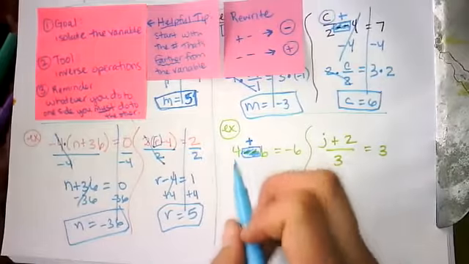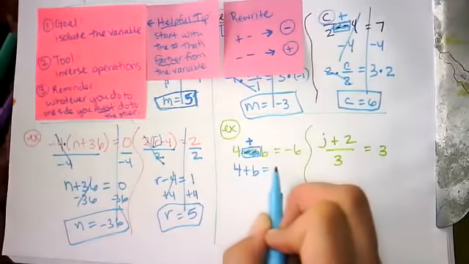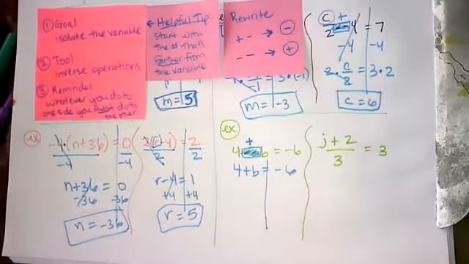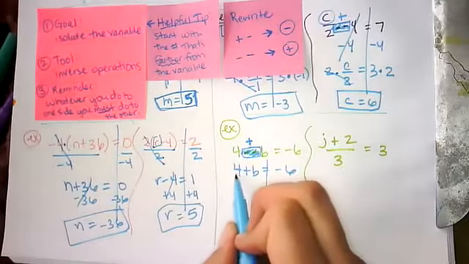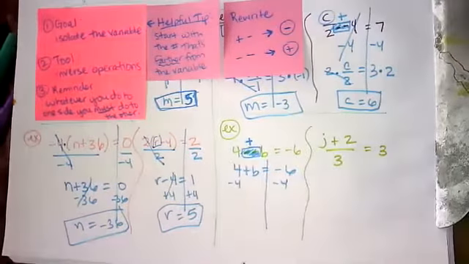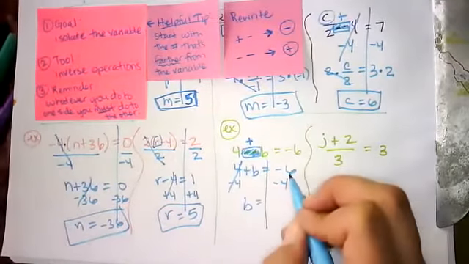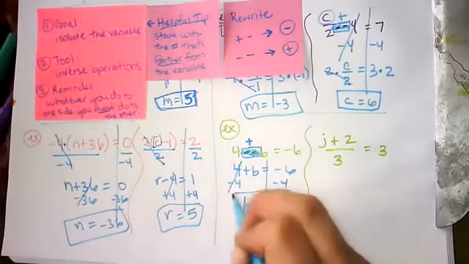So a lot of kids forget to rewrite. But if it's 4 plus b equals -6, and I put my wall up there, my line, I'm going to subtract away the 4 and do it on both sides. So I have b equals -6 minus 4, which is negative.